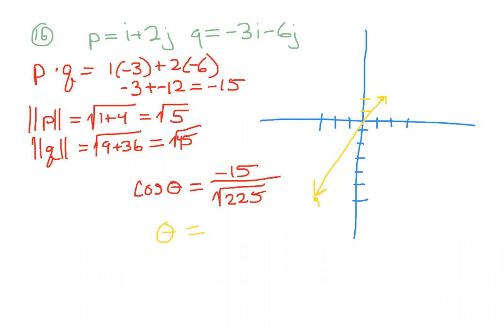If you do inverse cosine of -15 divided by the square root of 225, you are going to get 180 degrees. Because look, those vectors are just opposite of each other. And the square root of 225 is 15. So this is the same thing as cosine theta equals -1. And where does cosine theta equal -1 on your unit circle? At pi, or 180 degrees.